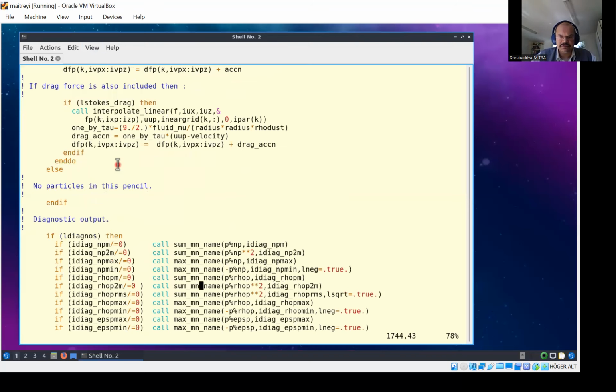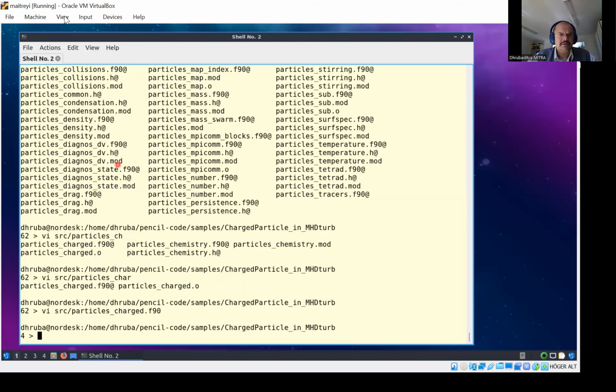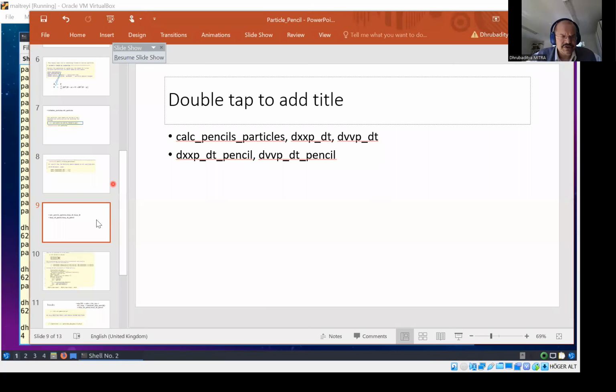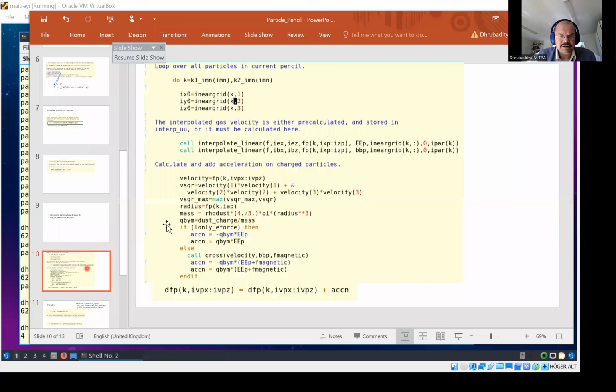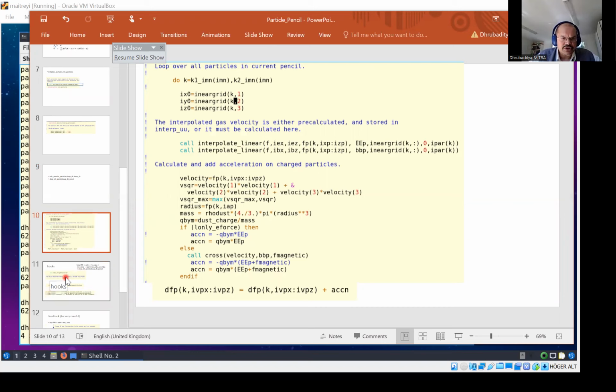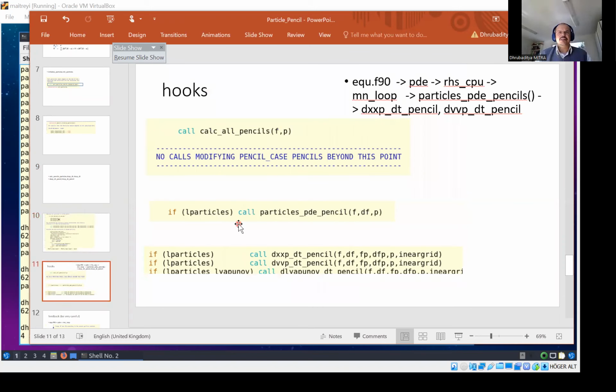Let me just close this for a moment. Okay, so this is the part I just copied to a slide. So the same things: interpolate, and the DFP is being added. Okay, so far everything is clear. Now let me show you the hook of where things are being added.